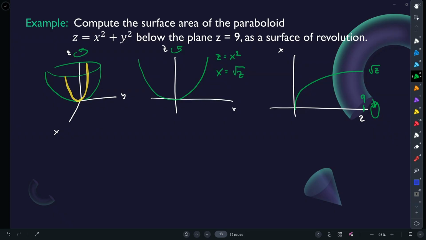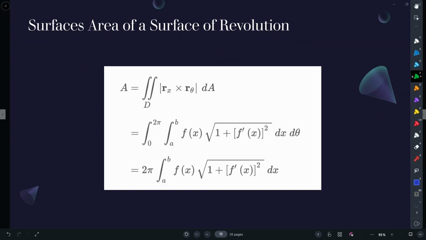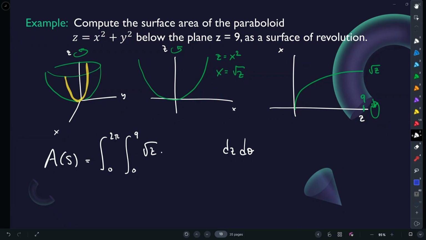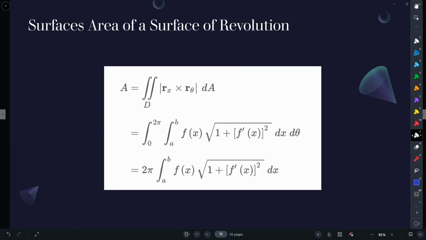Okay? And those are the bounds that appear in this formula for a to b. So the surface area is going to be the integral from 0 to 2 pi, the integral from 0 to 9. So this is going to be in z and in theta. And then the function itself, the square root of z, times the square root of 1 plus the derivative squared.